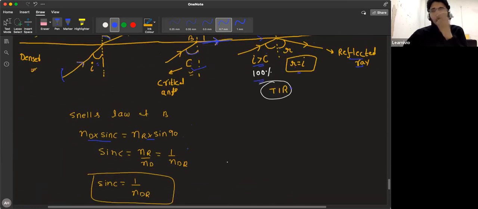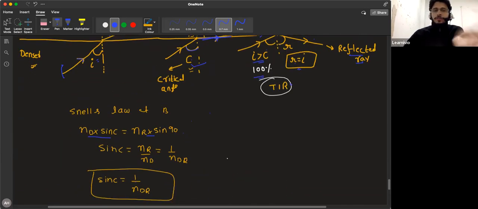There's only one formula in TIR, and that formula is sine C is 1 by n, nothing else. So always remember, for TIR, your rays should travel from denser to rarer. If your ray is traveling from rarer to denser, then there is no TIR. Second, your angle of incidence should always be greater than the critical angle.